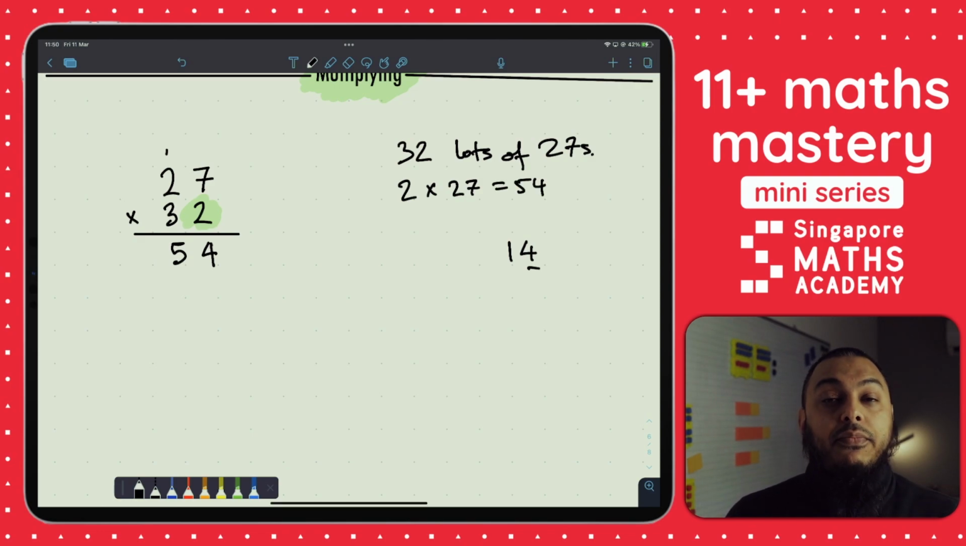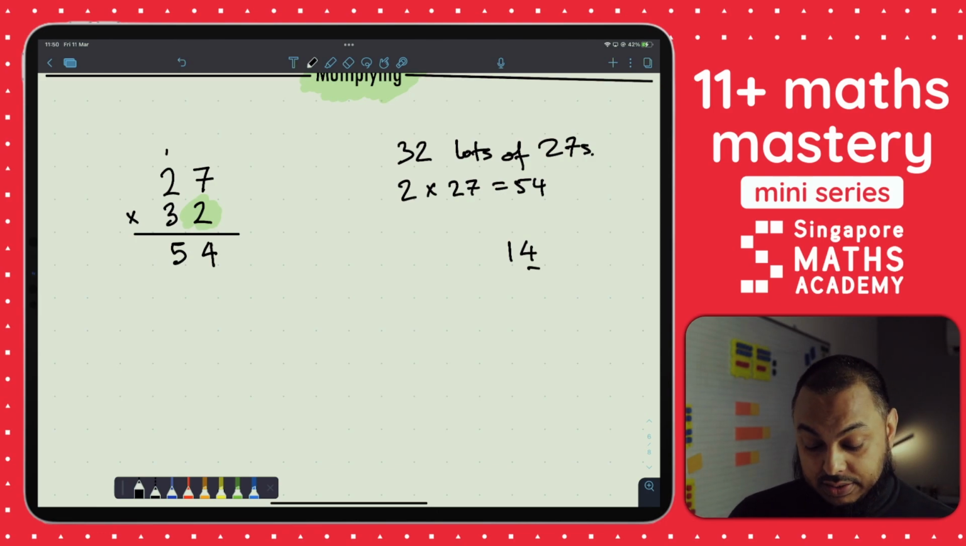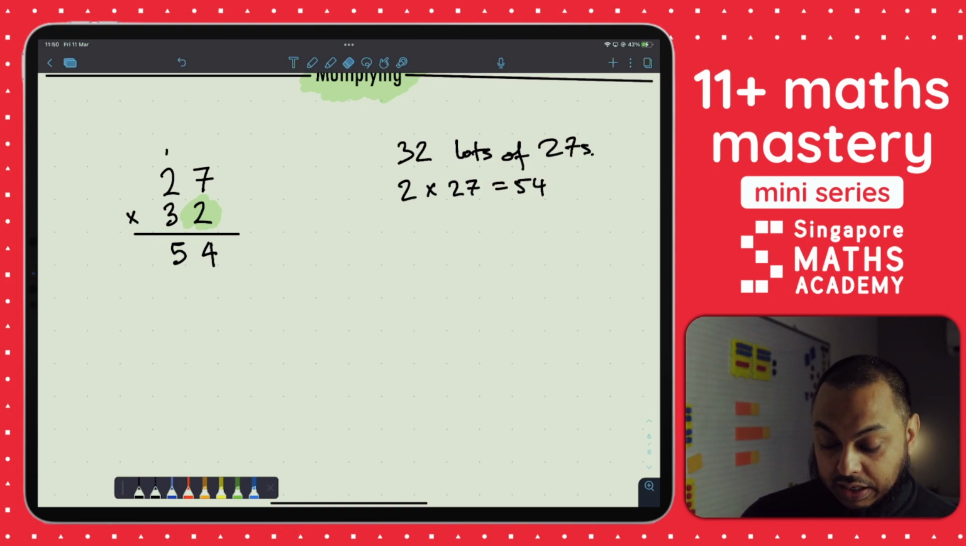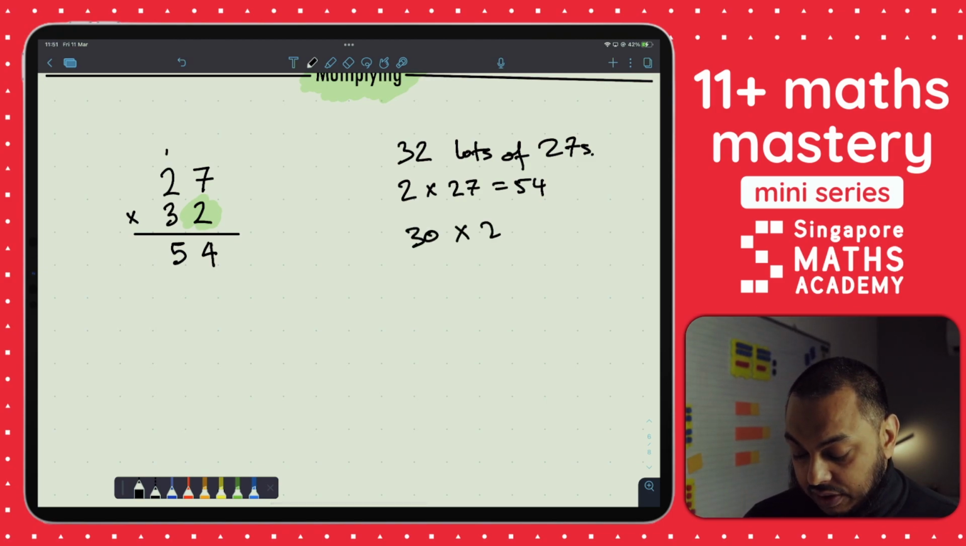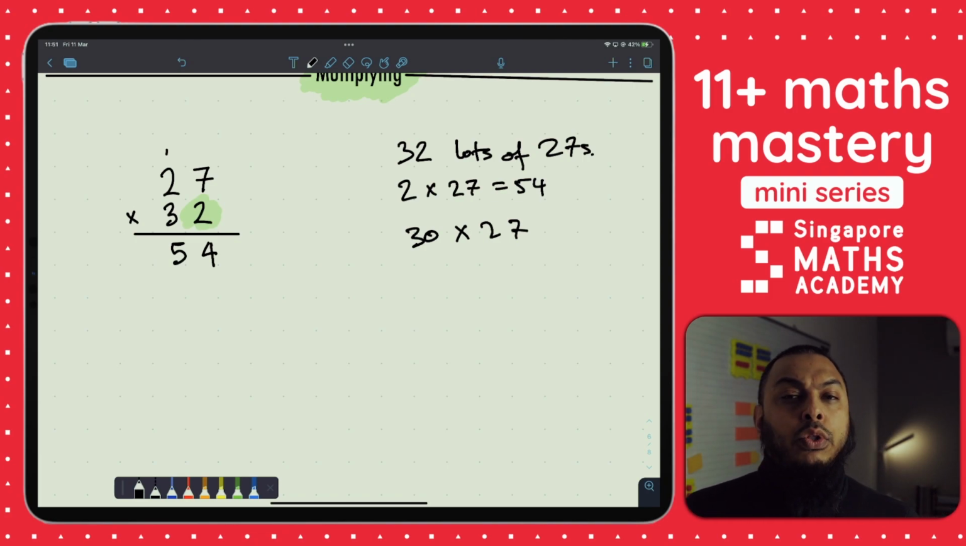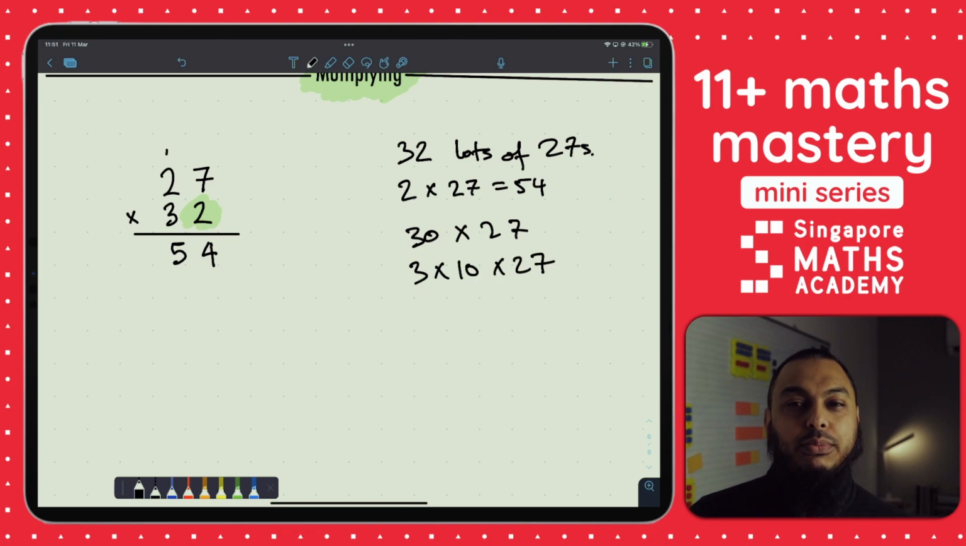The next step for us is to work out what 30 times 27 is. Okay, so we can do this different ways, right? If you're not too comfortable or not sure about your answer and you want to double check your answer at first, you might want to do that. So we're trying to work out what 30 times 27 is. And using our knowledge of multiplication, 30 times 27 is the same as 3 times 10, which is 30, times 27. So I can actually do 3 times 27 first.